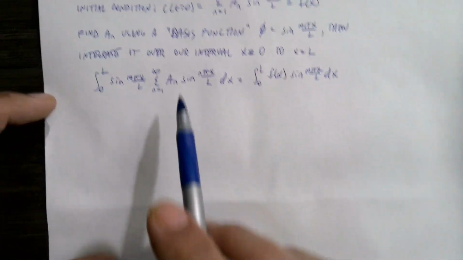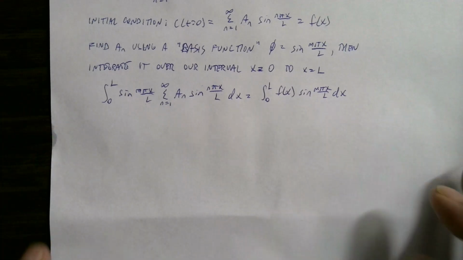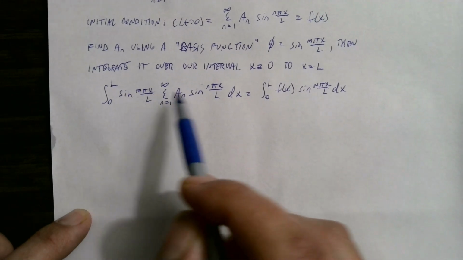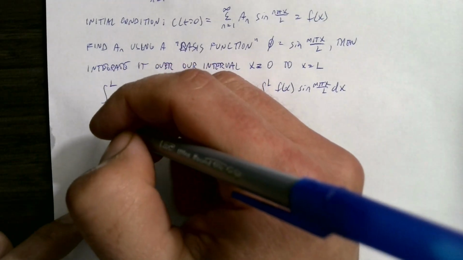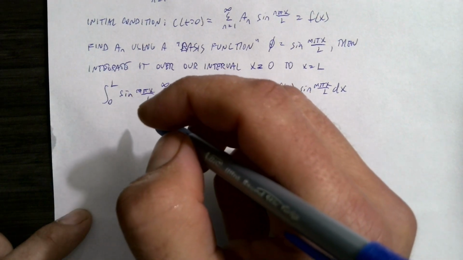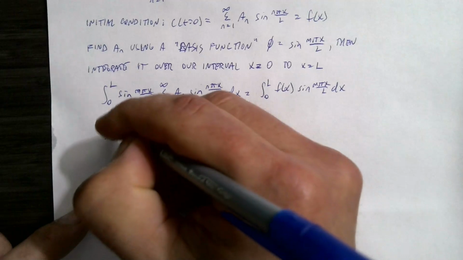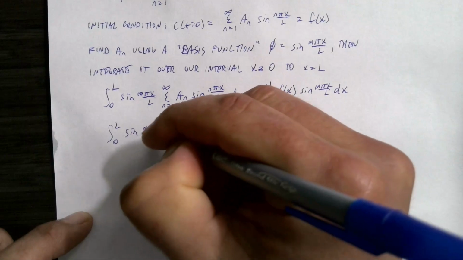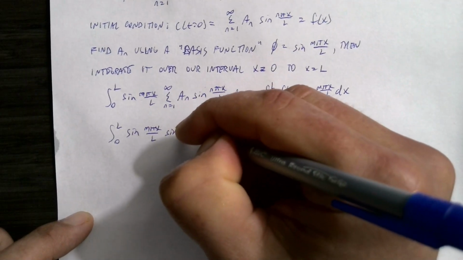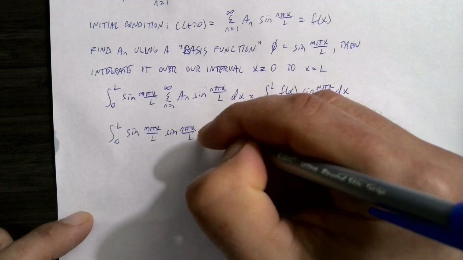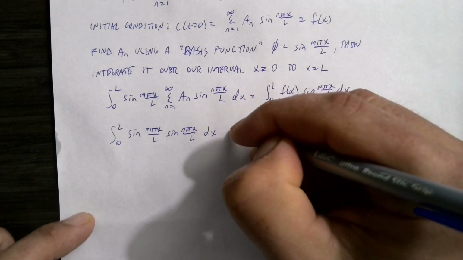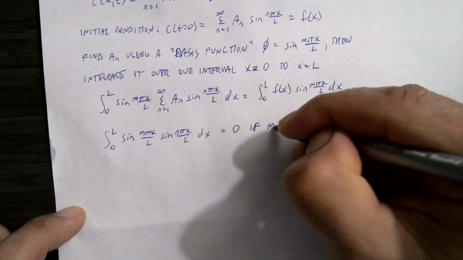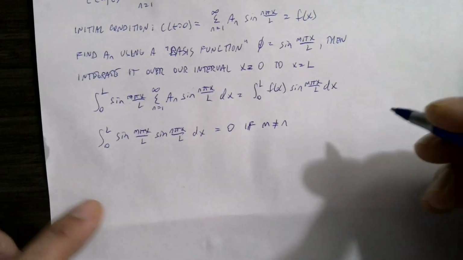Oh, sorry, before that, there are things we need to keep in mind. The other thing that we need to keep in mind here is that we're integrating a sine of m pi x over L and sine of n pi x over L. So let's just think specifically about that. The integral from 0 to L of sine of m pi x over L times sine of n pi x over L dx is equal to 0 if m is not equal to n.